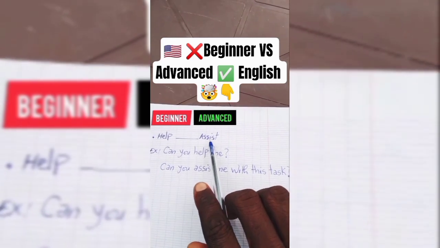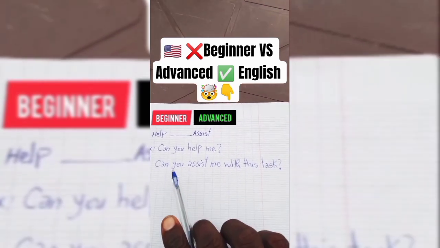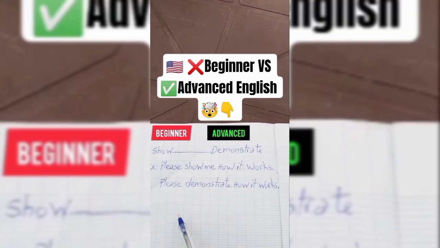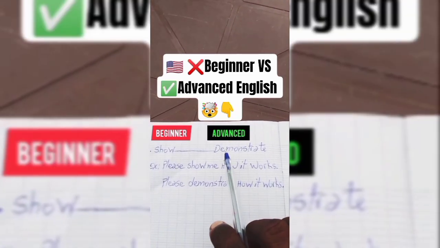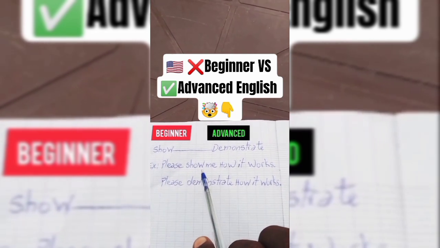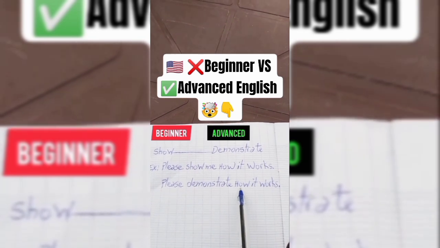Help, assist. Example: can you help me? Can you assist me with this task? Show, demonstrate. Example: please show me how it works. Please demonstrate how it works.